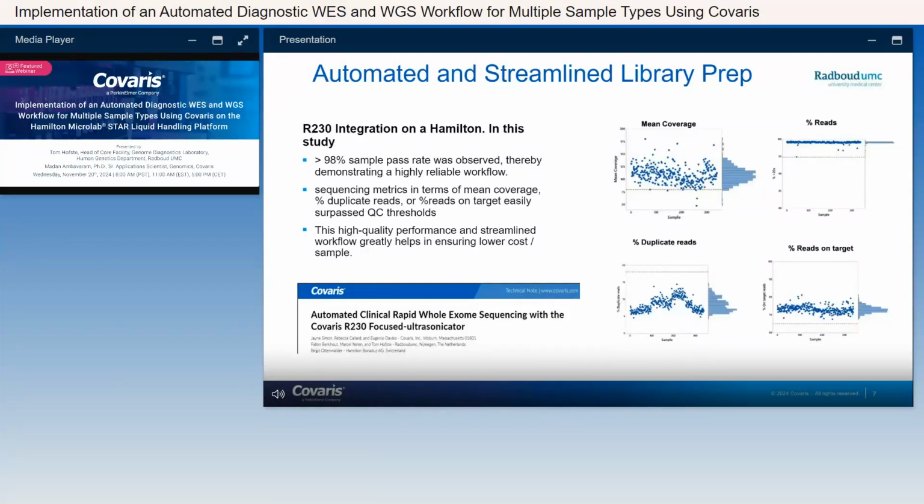Also, the sequencing metrics, which include mean coverage, percentage duplicate reads, and reads on target, consistently exceed the QC threshold. This streamlined and high quality workflow significantly contributes to reducing the cost per sample. Tom will provide more insights into this automated clinical rapid whole exome sequencing workflow in a while.